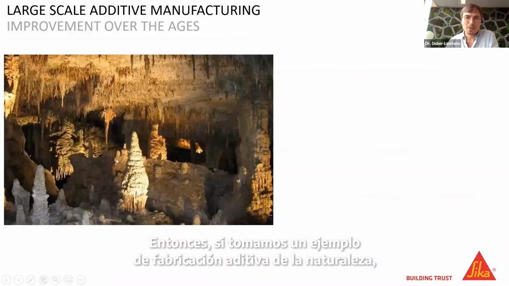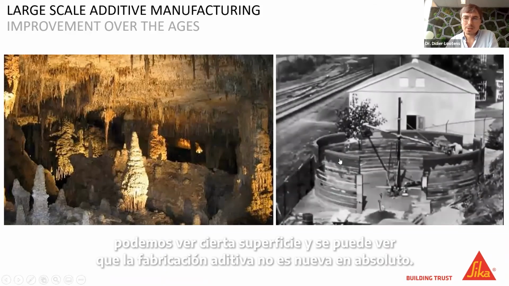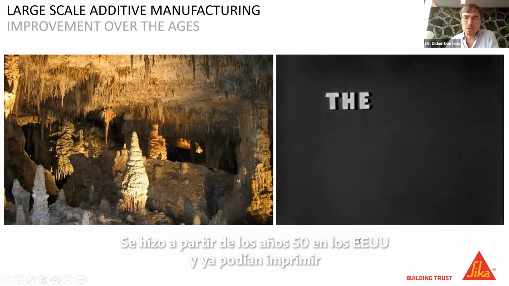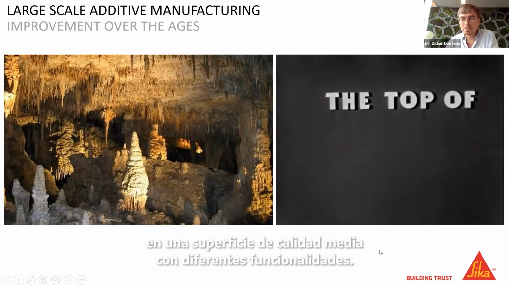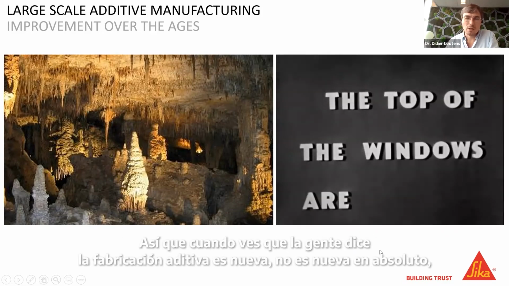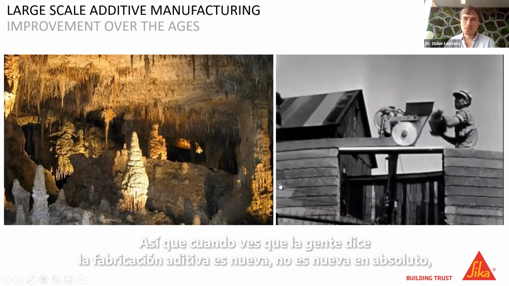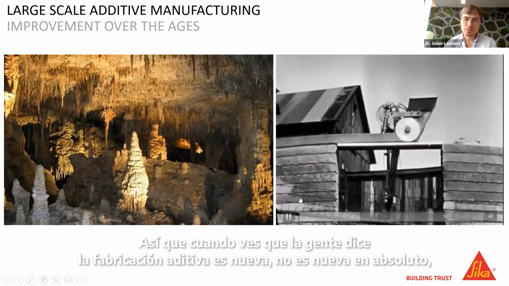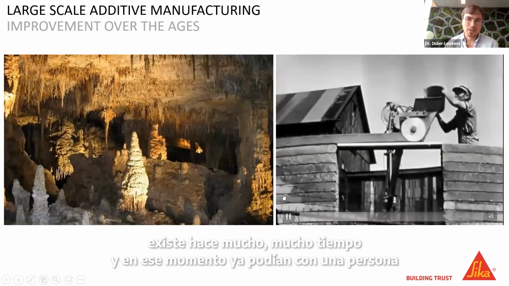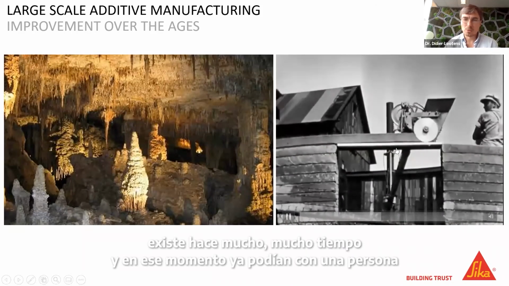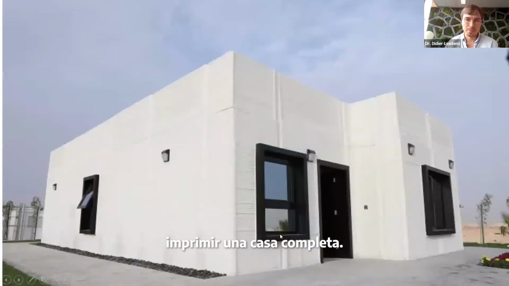So if we take an example of nature additive manufacturing, here we can see a certain surface, and you can see that additive manufacturing is not new at all. It was made from the 50s in the US, and they were able to print already a medium quality surface with different functionalities. People are saying that additive manufacturing is new, it's not new at all. It's been around for a very, very long time. And at that time, they were already able, with one guy, to print an entire house.